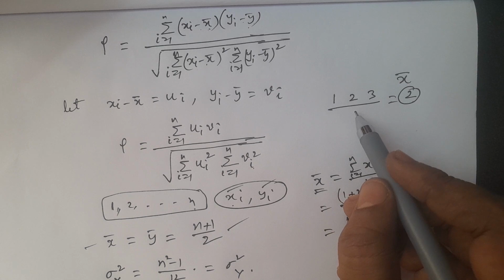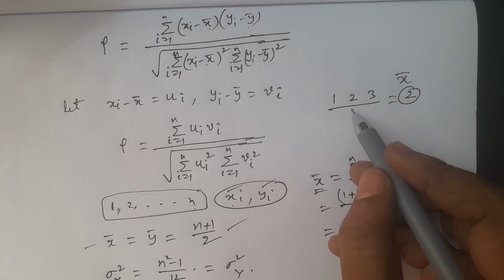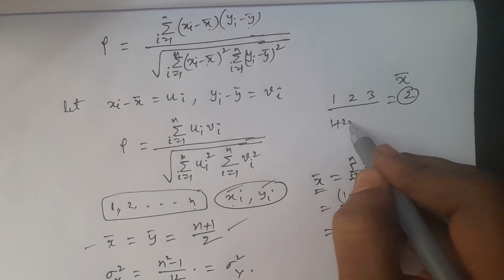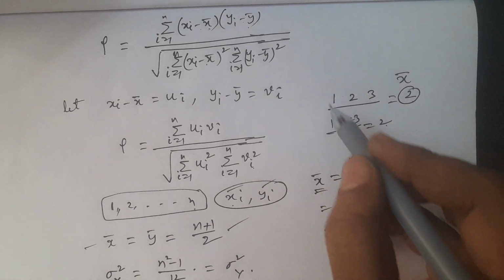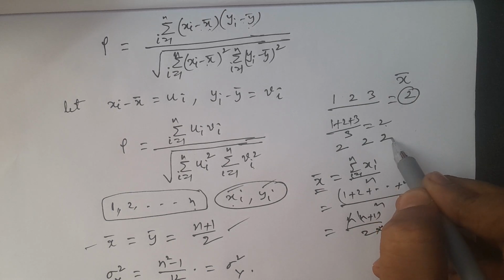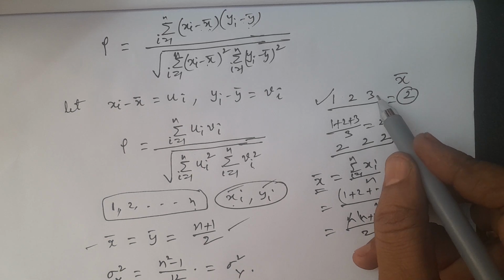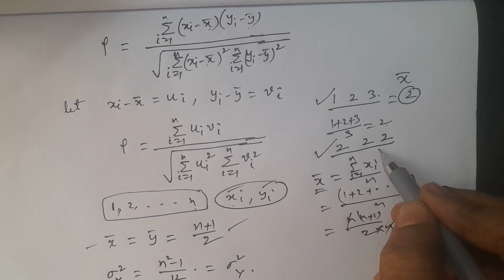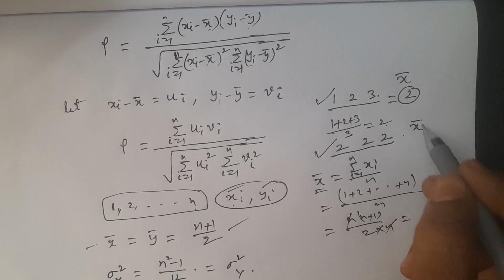For example, all three individuals got the same marks, hence a tie occurs. Then we have to allocate the rank as 1 plus 2 plus 3 divided by 3, which is 2, for all individuals: first individual 2, second individual 2, third individual also 2. This is without ties, the ranks with no ties. With ties, you calculate the average: 2 plus 2 plus 2 divided by 3. Here also x bar is 2.